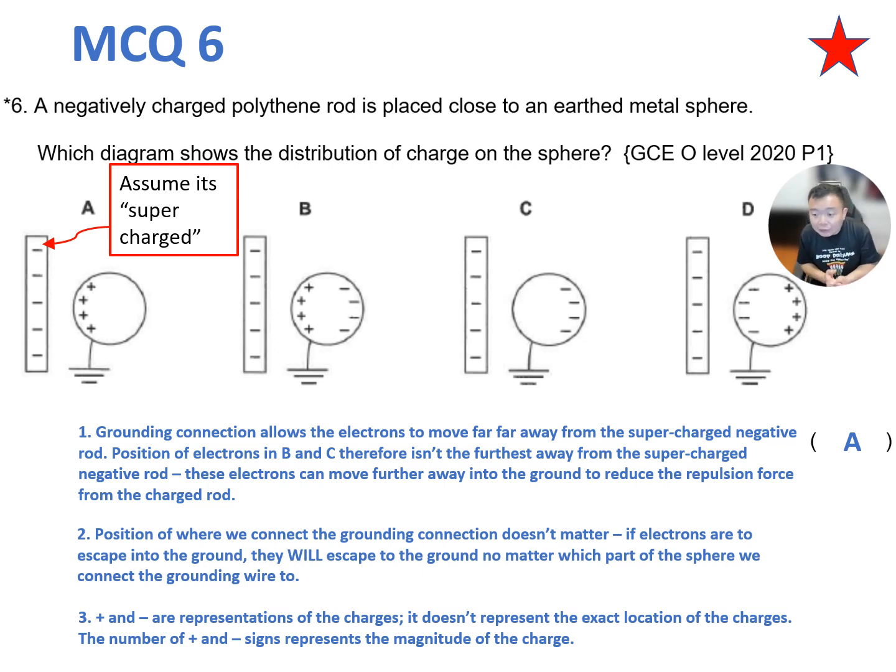And one thing to note also is when we draw, say, in option B and option D, four of each sign, we are saying that the number of positive signs is the same as the number of negative signs, and this means that the object is neutral. So take note of what we are representing when we draw different numbers of positive signs and negative signs.